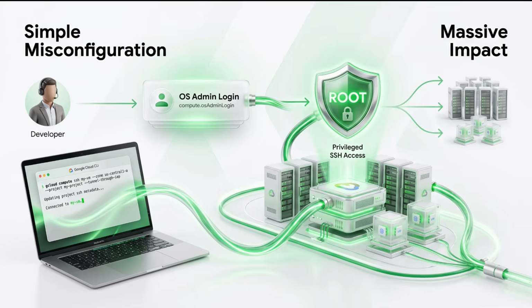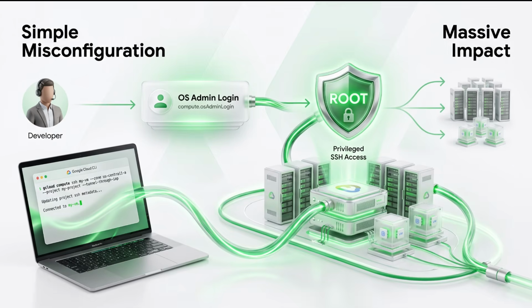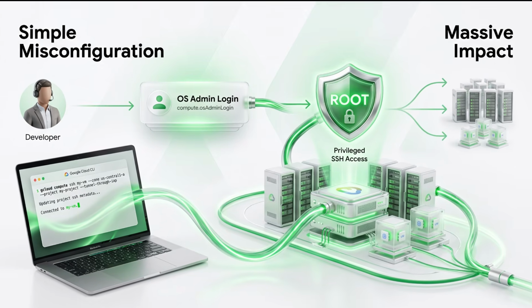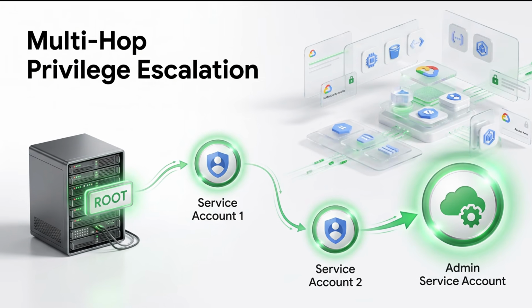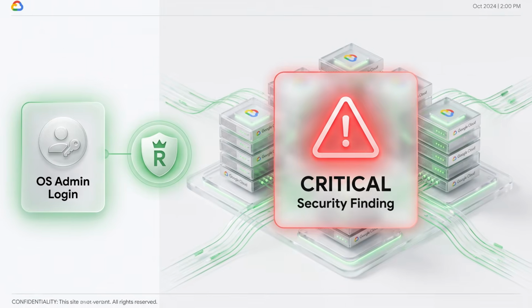I'll be walking you through one of the simplest vulnerability chains I have come across in a GCP environment: root SSH access via osAdminLogin, all chained into a multi-hop service account privilege escalation. This is a critical rating finding.